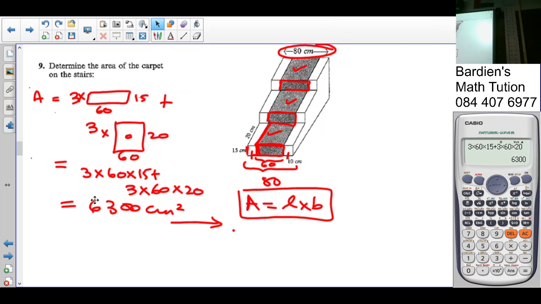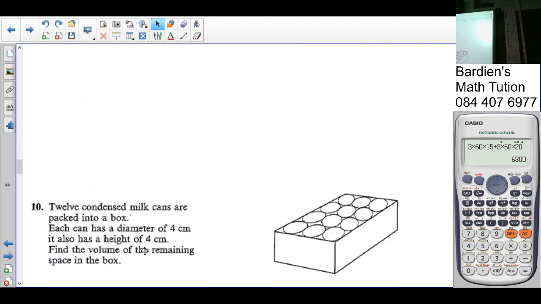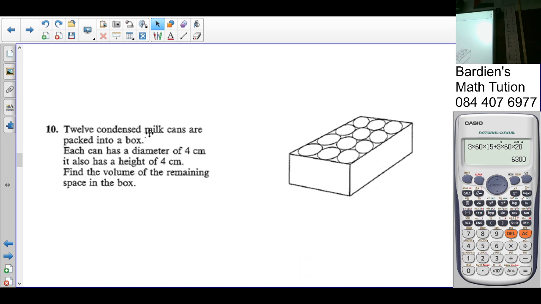Any confusion here, people? That was fairly simple. Look at number 10. That's the last one.